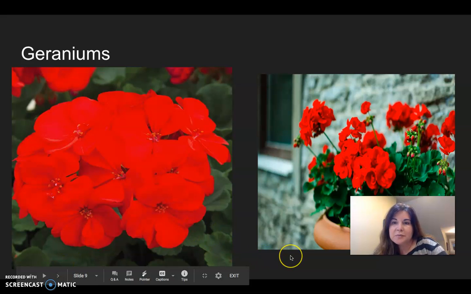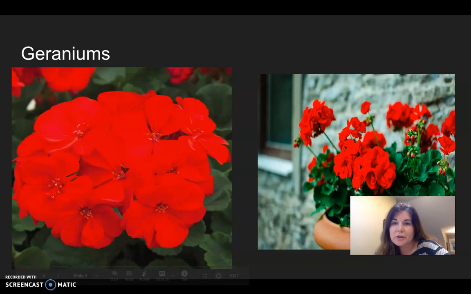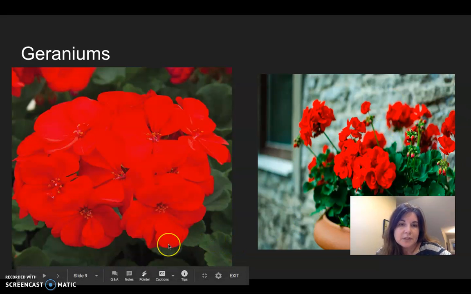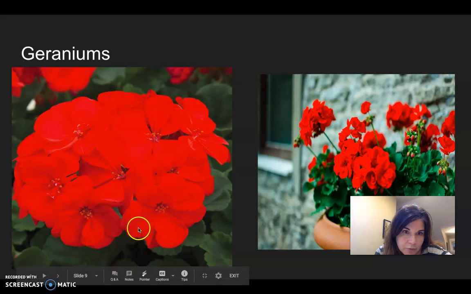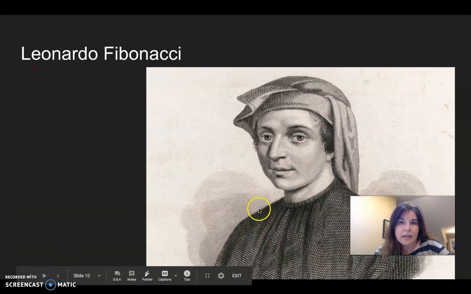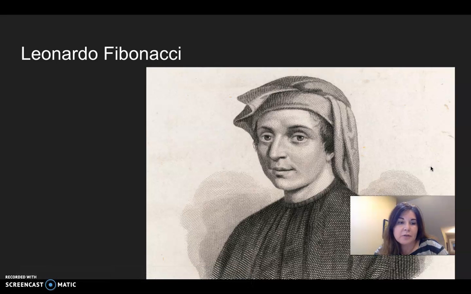And these are geraniums. Further away, like you might see these on people's porches or in their yards. This is what geraniums look like in a pot. And then up close, these are the geraniums. So it's harder to count them because they're red and they all run together. But it looks like 1, 2, 3, 4, 5 right here. And this is a picture of Leonardo Fibonacci, who we're going to be reading about in the article.